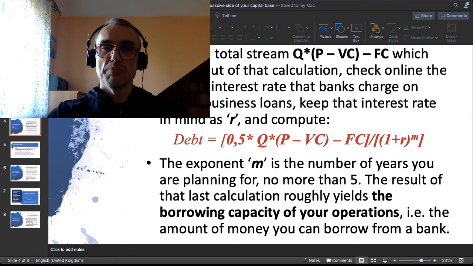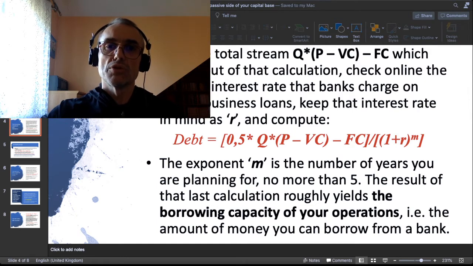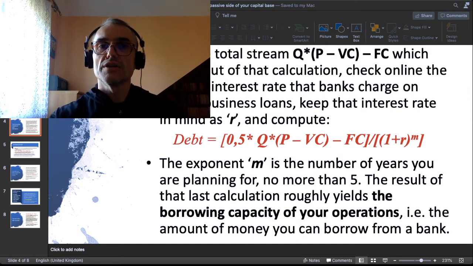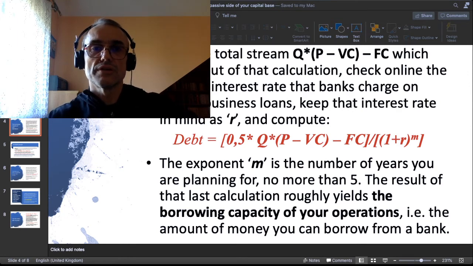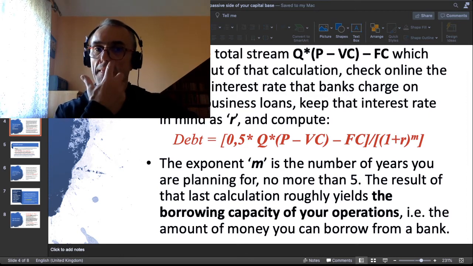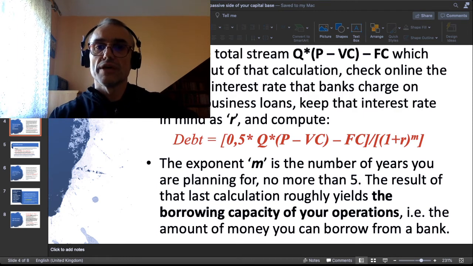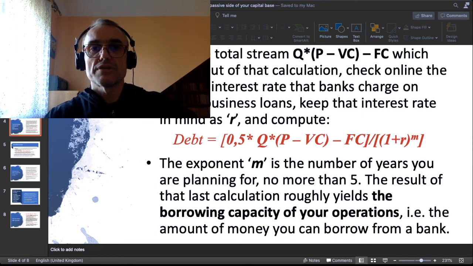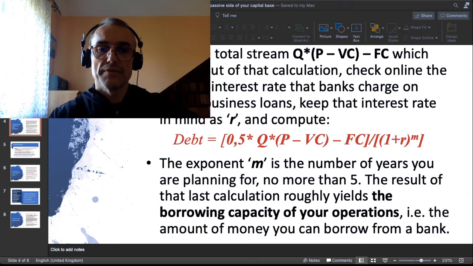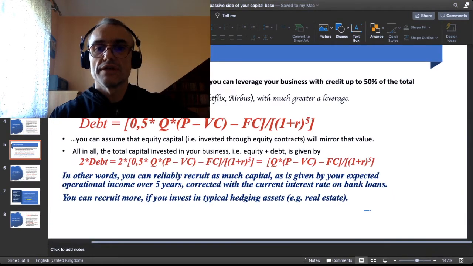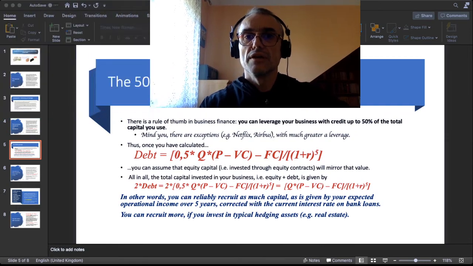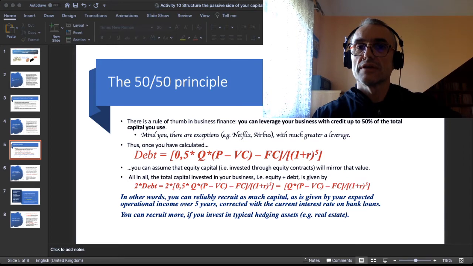Usually when we do this type of planning in a business plan, we take 5 years or no more than 5 years. And r is the typical interest rate on business loans that you have in the banking market currently. So the result of that calculation in red roughly yields the borrowing capacity of your planned operations, so the amount of money you can reasonably safely borrow from a bank. Now I must reduce the size of that slide a little bit, and I'd better go to the other side of that slide as well.